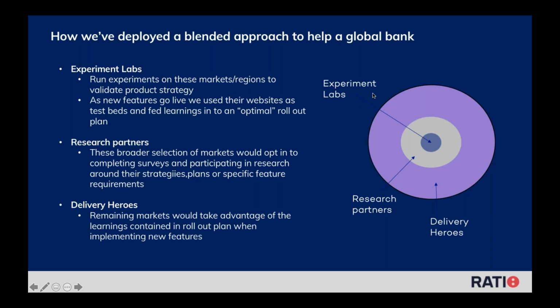The first one we call experiment labs. Experiment labs are really the linchpin of the experimentation process. So if we have a strategy for a new feature that we want to develop, that's where we use A/B testing in order to validate that that's actually a good decision to make. As new features go live within those experiment labs, those are the markets in which we test the new features in order to determine what effective rollout of that particular feature looks like, and in order that we can build that into an optimal rollout plan that we can communicate to other markets.